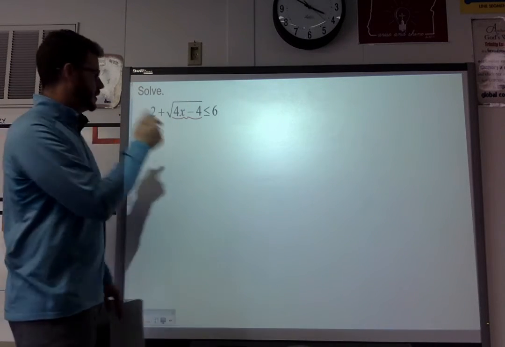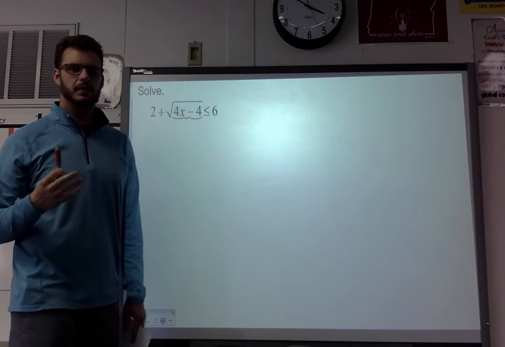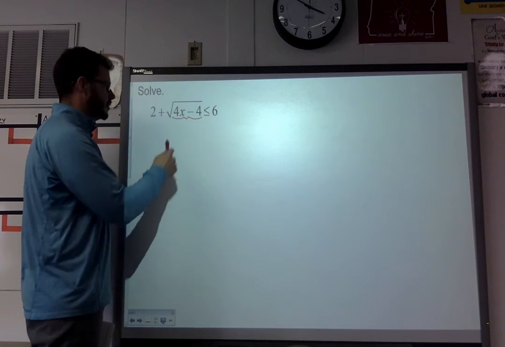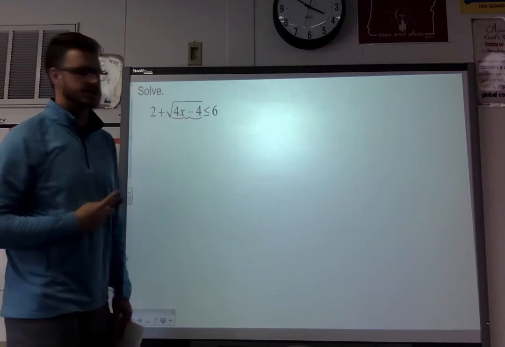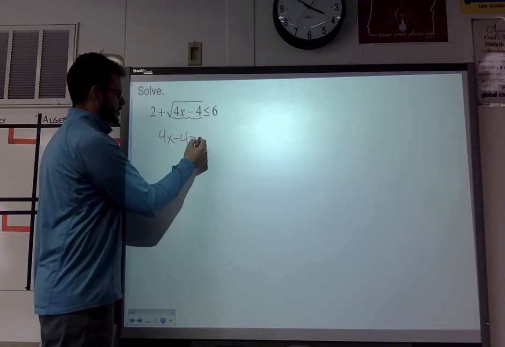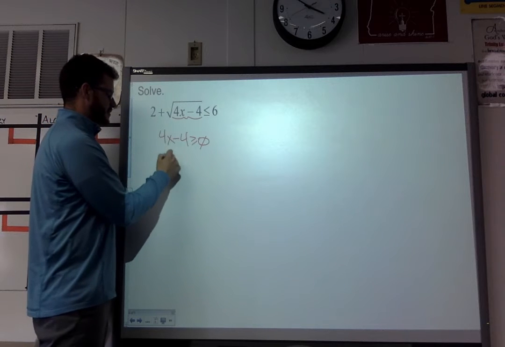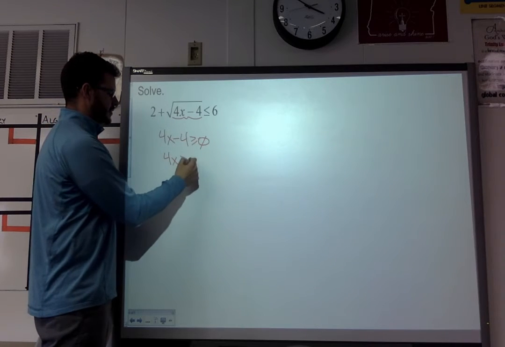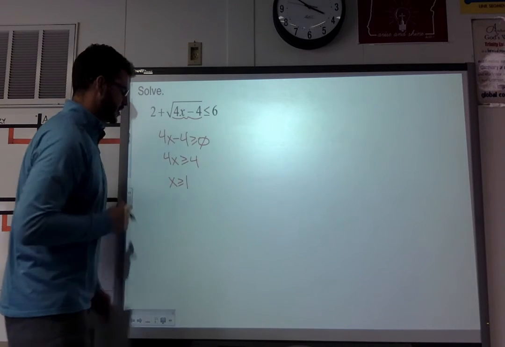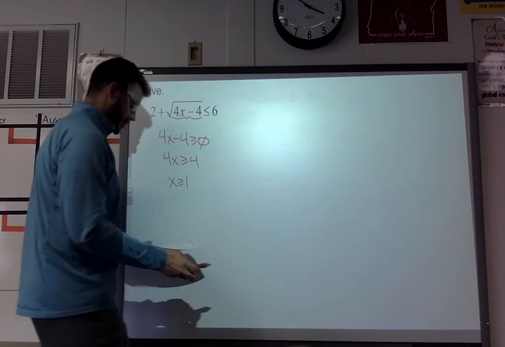Because we know that in order to get a real solution for a problem involving a square root, it has to be greater than or equal to 0. Otherwise, it's going to be an imaginary number. So I'm going to say 4x minus 4 is greater than or equal to 0. Then I solve for x. So 4x is greater than or equal to 4. X is greater than or equal to 1. So that's going to be part of our solution.